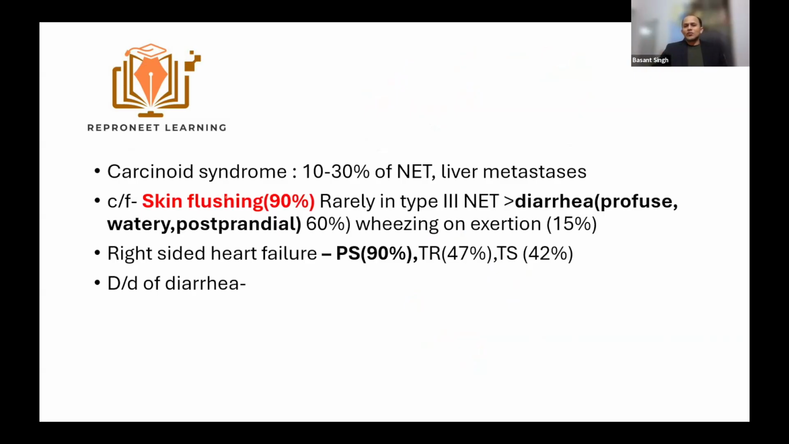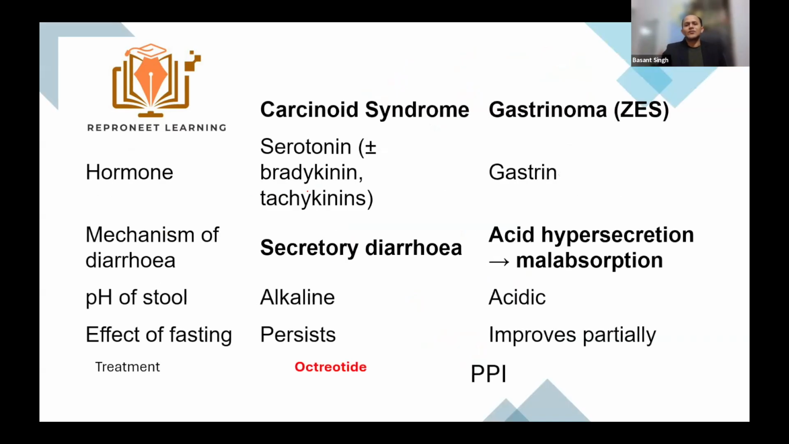Skin flushing is the most common sign, and you have diarrhea that is postprandial and watery. We have right-sided heart involvement. The most common involvement is pulmonic stenosis, and tricuspid regurgitation in 90%. This is again a question that was asked a few years back: what is the order of involvement of the cardiac valves in carcinoid syndrome?